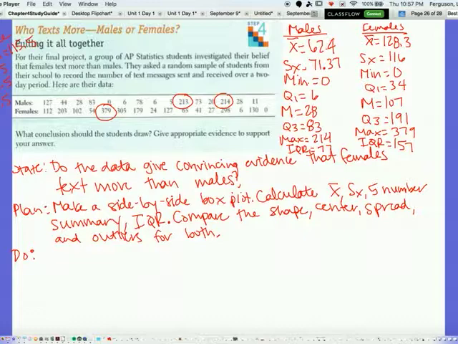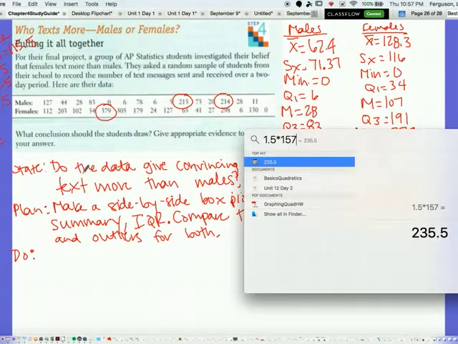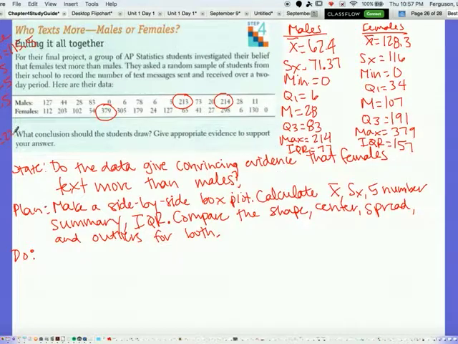So to find out if I have any outliers for the females, I have to use my IQR rule, which would be 1.5 times my IQR, which is 157. So 1.5 times 157 would give me 235.5. So 235.5 is what I would use to find if I had any outliers.